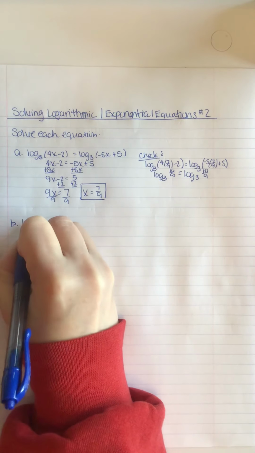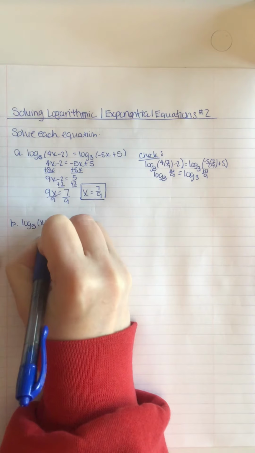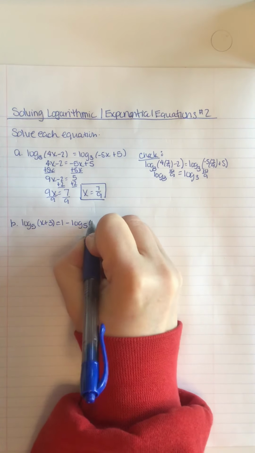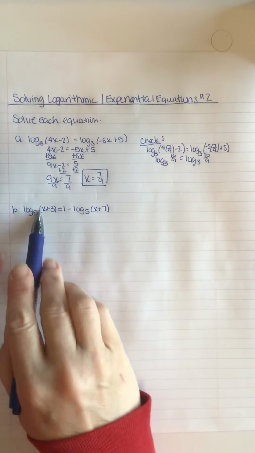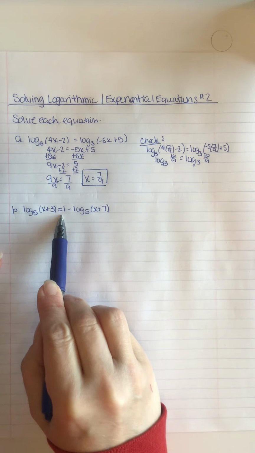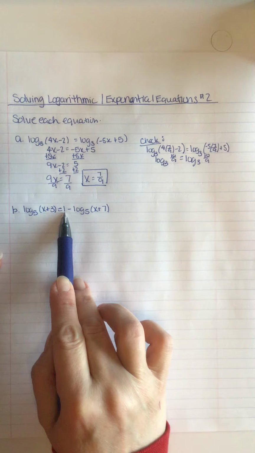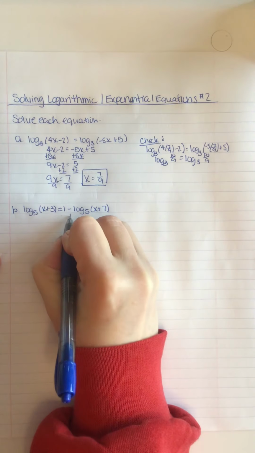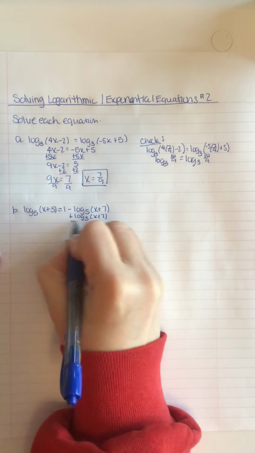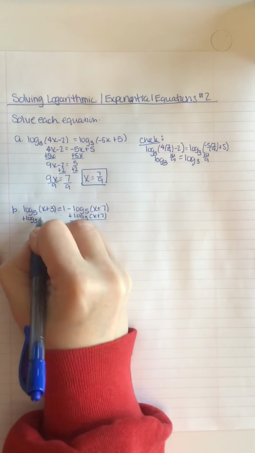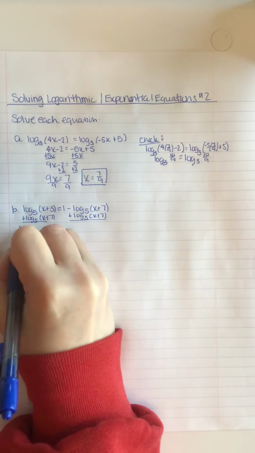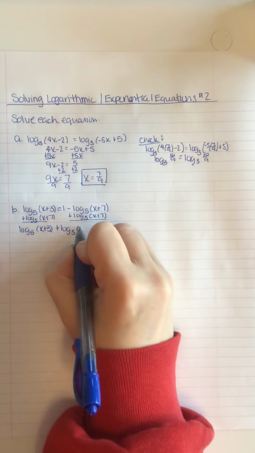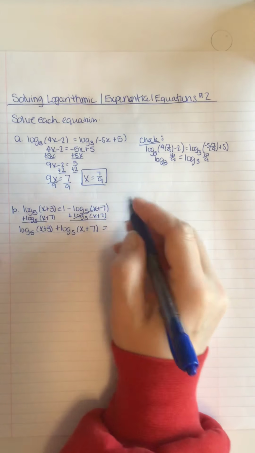So here we have log base 5 of x plus 3 equals 1 minus log base 5 of x plus 7. Now here you can see not only do we have 2 log base 5's, but we also have another term. So we can't do what we did up here because we've got this extra term. If you have an extra term, then you've got to get your logarithms on one side and everything else on the other. So in this case, I need to get this log base 5 to the other side. So that gives me log base 5 of x plus 3 plus log base 5 of x plus 7. And on the other side, we got rid of this, so we just have equals 1.